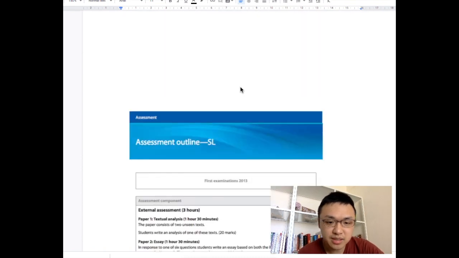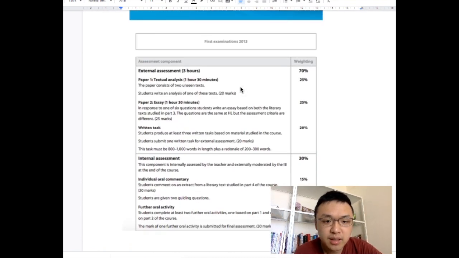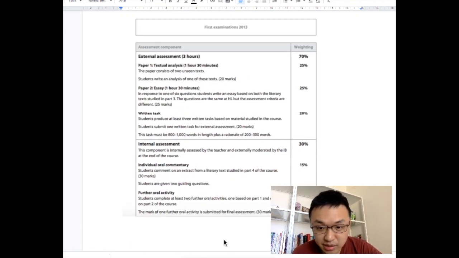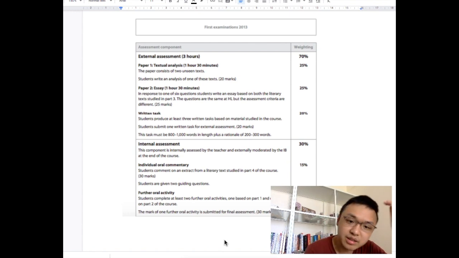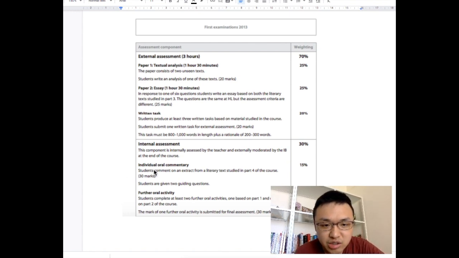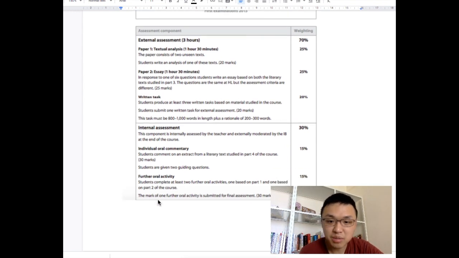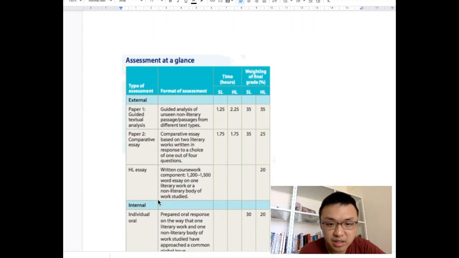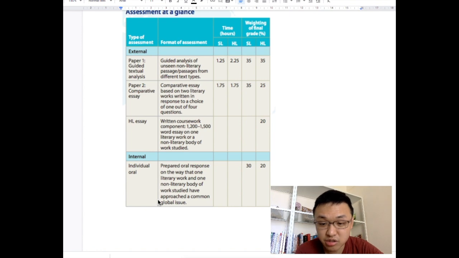The old syllabus started in 2013. You can see there were about 6 assessments for HL and SL, like the written task, the individual oral commentary, and the FOA. But all of these are gone now. The new syllabus is a lot more simplified. You should be thankful, because the new syllabus is actually, I would say, quite a lot easier.